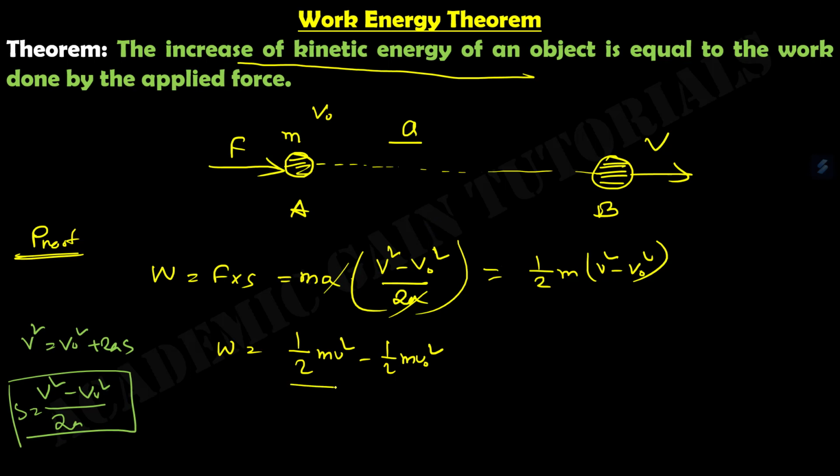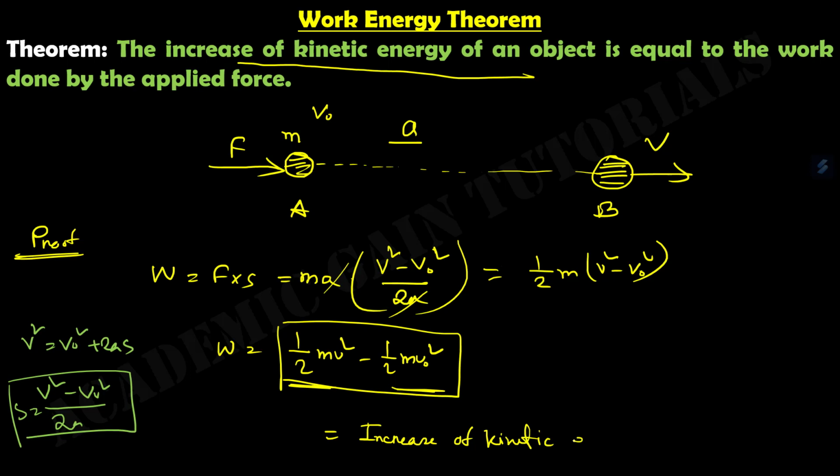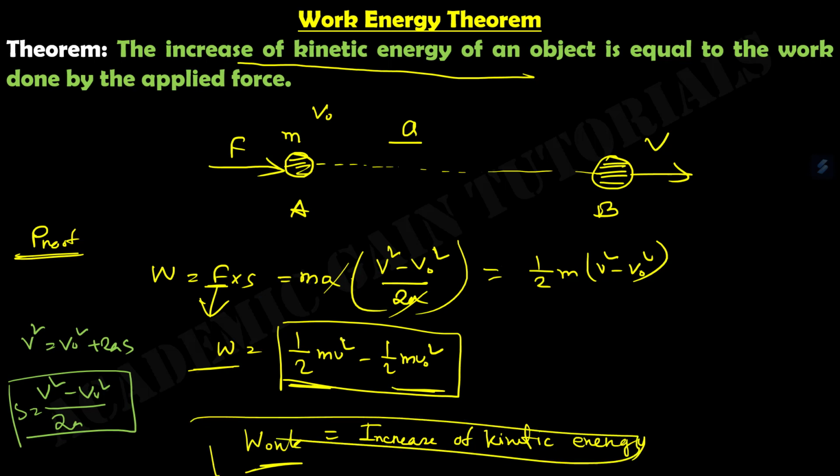So what is this? This is the final velocity. And what is this? This is the initial velocity. And this difference is known as the increase of kinetic energy. So this whole term is known as the increase of kinetic energy. So we can write increase of kinetic energy, and which is equal to what? The work done by this force F. So this is the work energy theorem. We just proved this theorem, the work energy theorem.